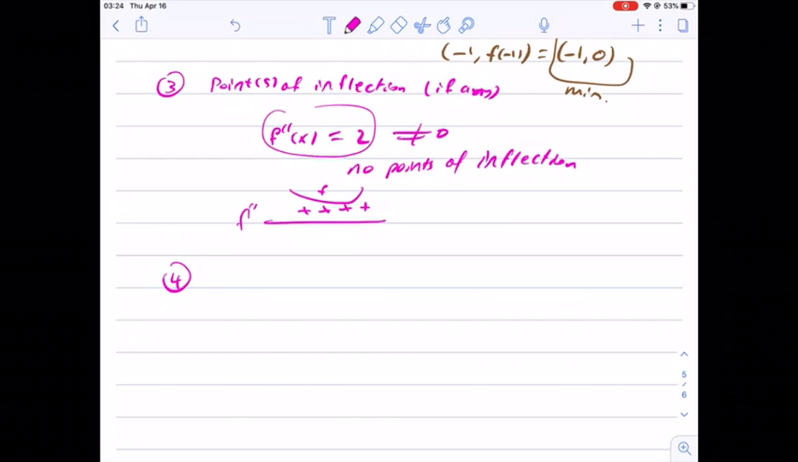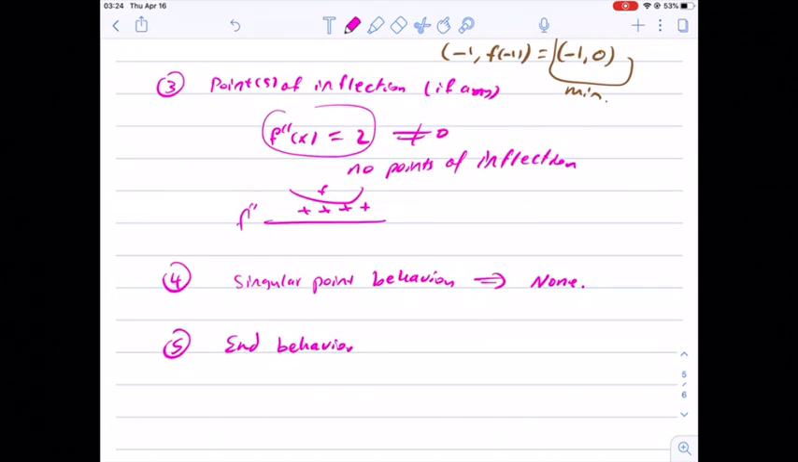Now the fourth thing is the singularity behavior. Actually we don't have singular points. These are polynomials. We don't have singular points. We don't have points where the function is not defined.